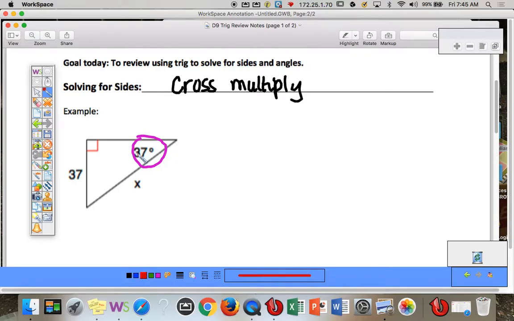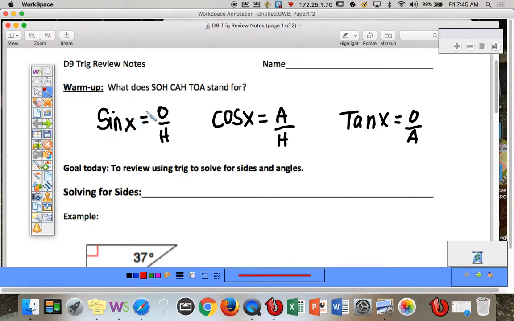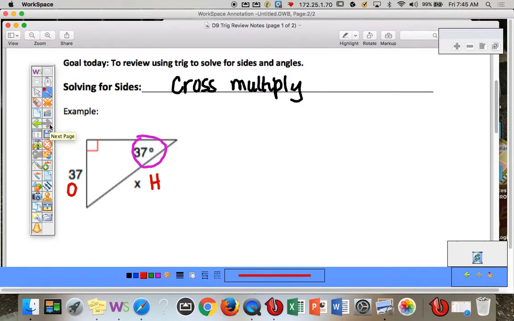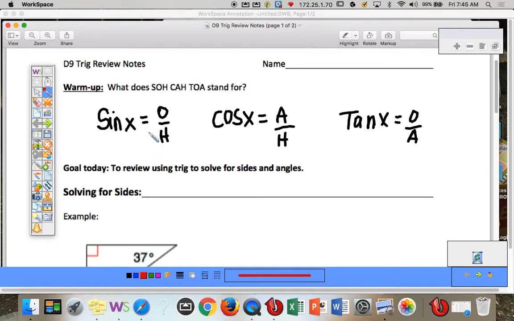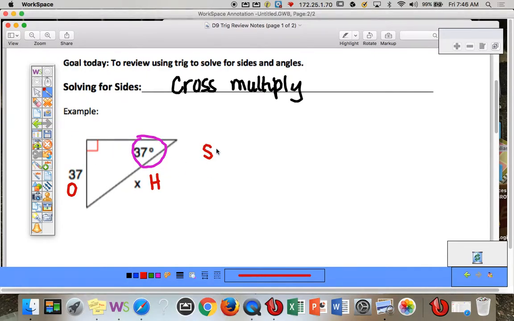Assign your sides. If this 37 is our angle, the opposite side is this 37. The hypotenuse is the longest side. The adjacent side is the other side next to the angle that's not the hypotenuse. So here we have O and A. If we look at SOHCAHTOA, we have O and H, not O and A, so we're going to use sine. So this will be sine of our angle equals opposite over hypotenuse. And then you're going to cross multiply and solve.